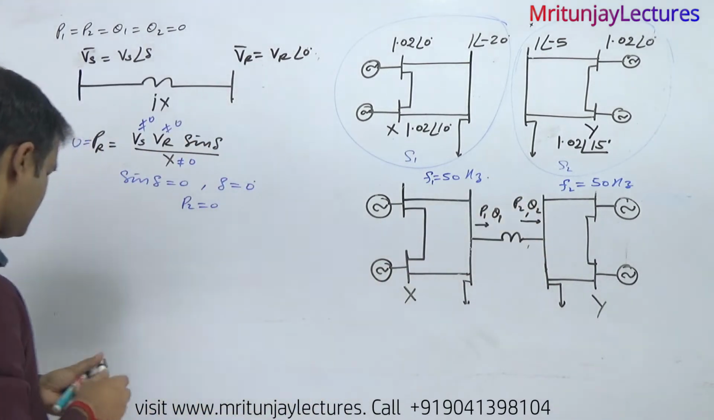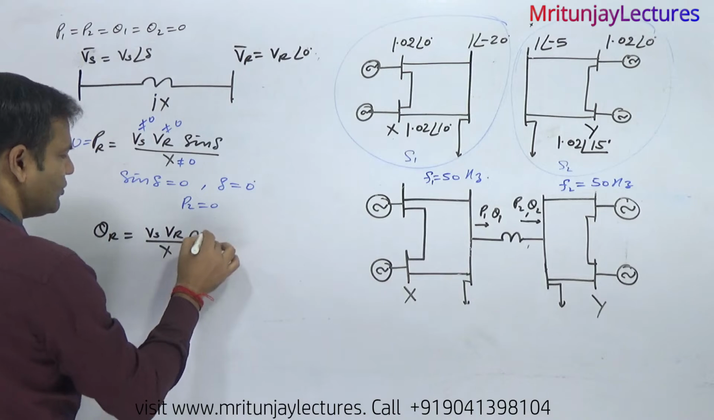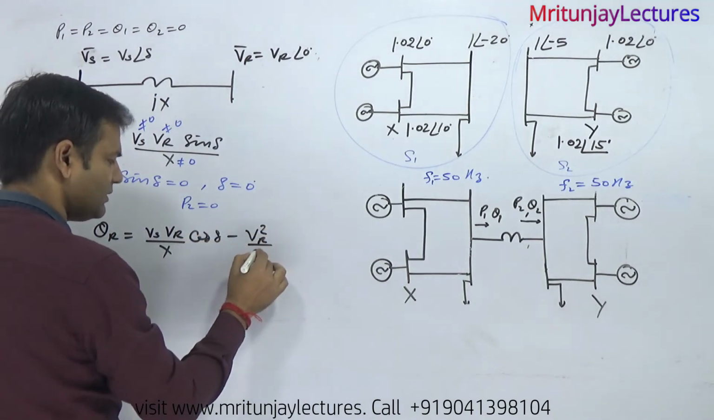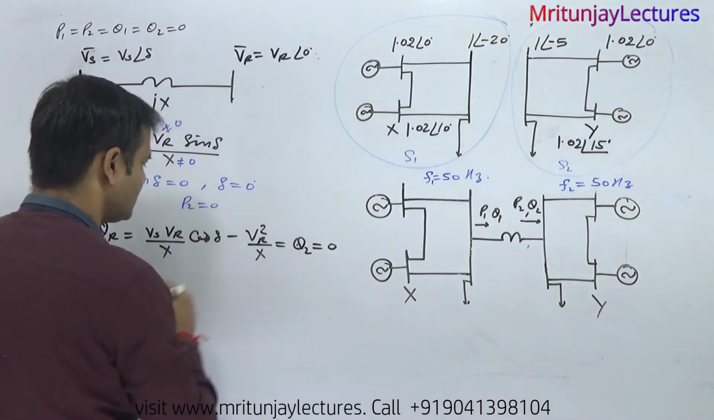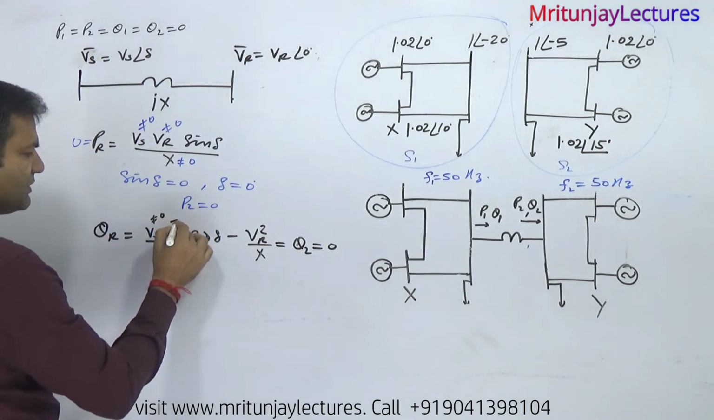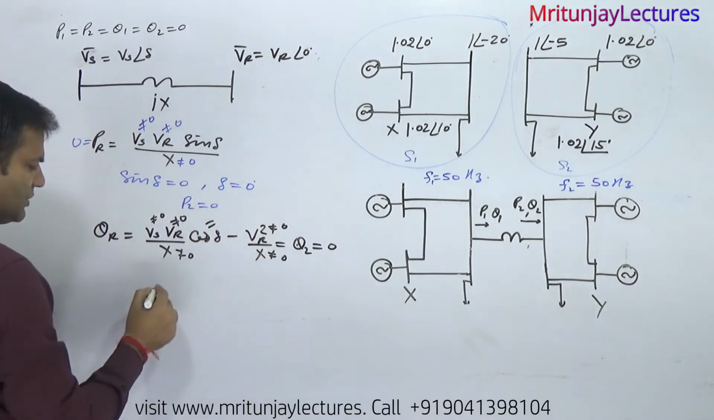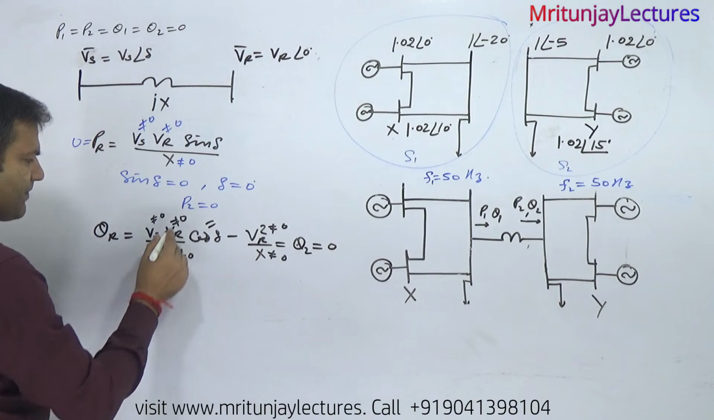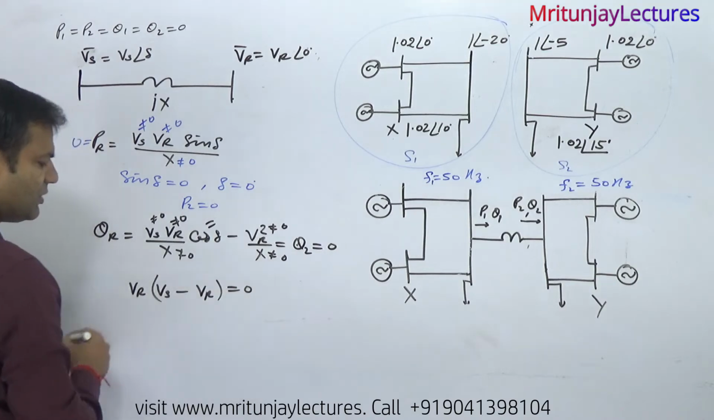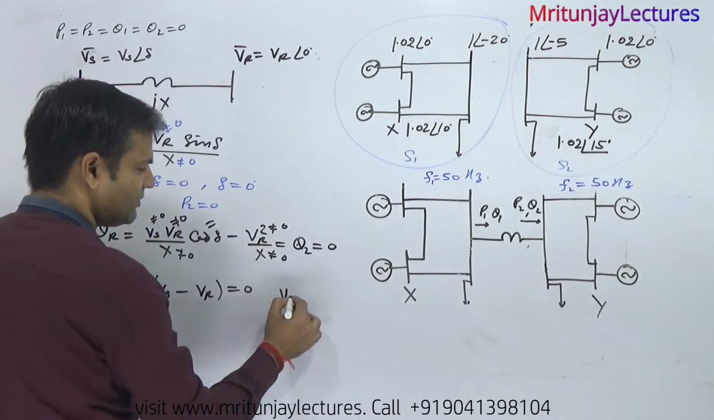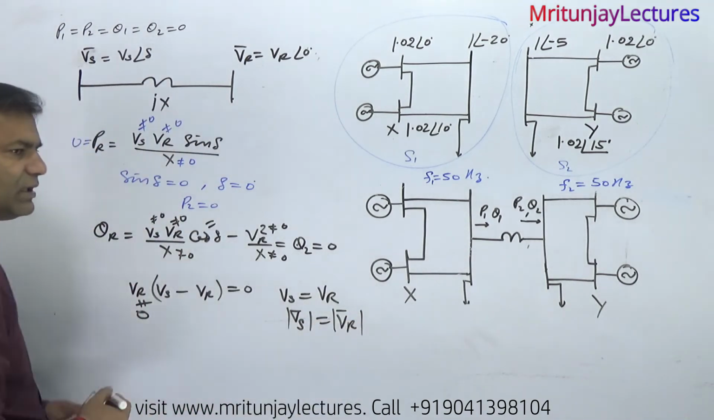Now another way: what about QR? I have already discussed that QR equals Vs Vr divided by X into cos delta, minus Vr square divided by X. Now Q2 is 0. Since the other terms are not 0 and cos delta is 1, you can write Vs into Vr minus Vr square. If Vr is common, then Vs minus Vr equals 0. It is possible only if Vs equals Vr. It means magnitude wise the sending voltage equals the receiving voltage.